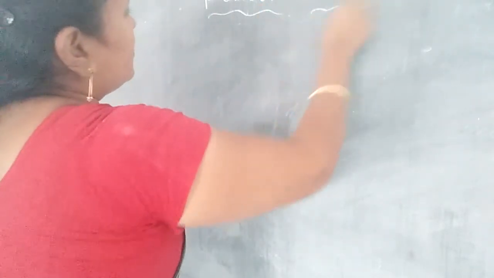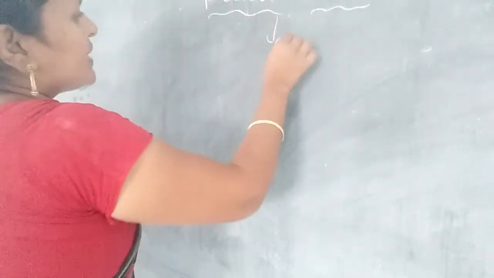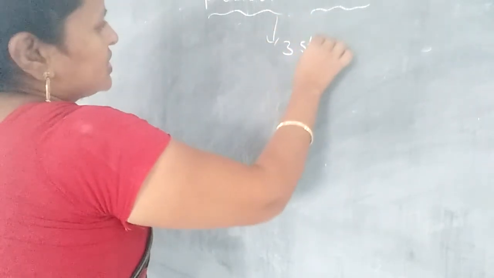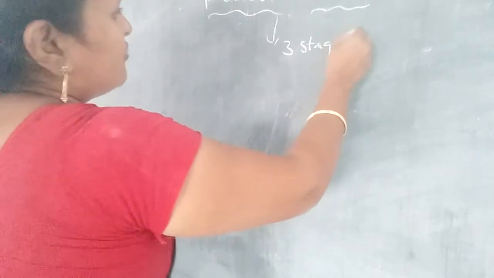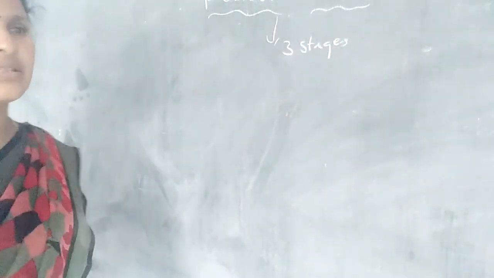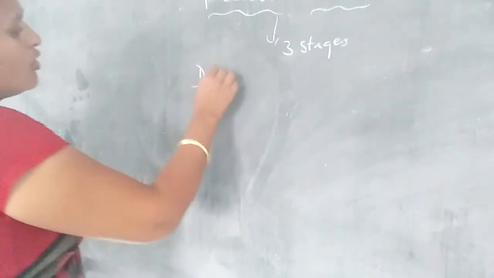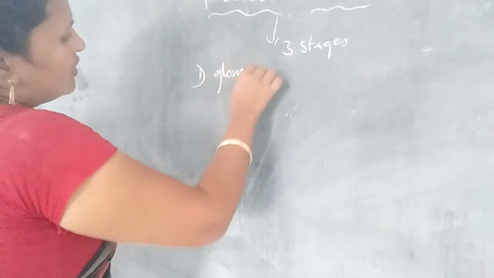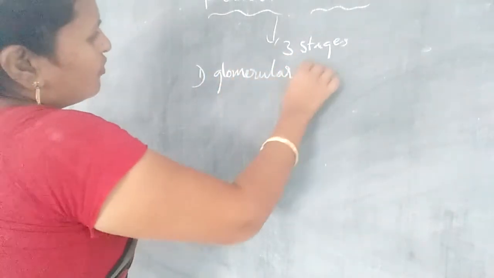Urine is formed mainly in three stages. The first one is glomerular filtration.